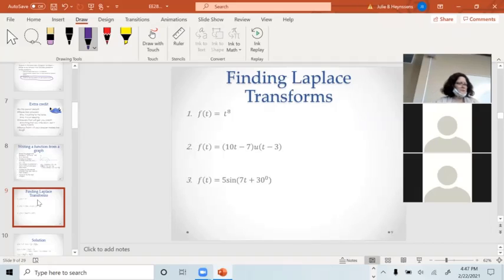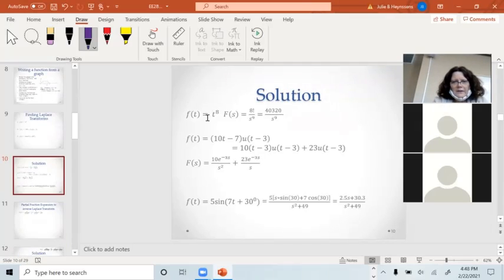So stuff like this. If I had the table, I could do this, but I don't have the table. I got rid of that one. T to the 8, I look at my Laplace transform table, and it says that T to the N is N factorial over S to the N plus 1. So I just plug in numbers and I get the answer. This one's a little bit more complicated. 10t minus 7 u of t minus 3.